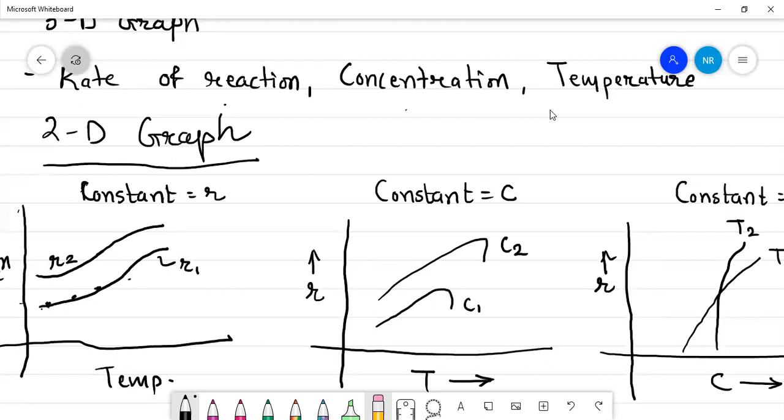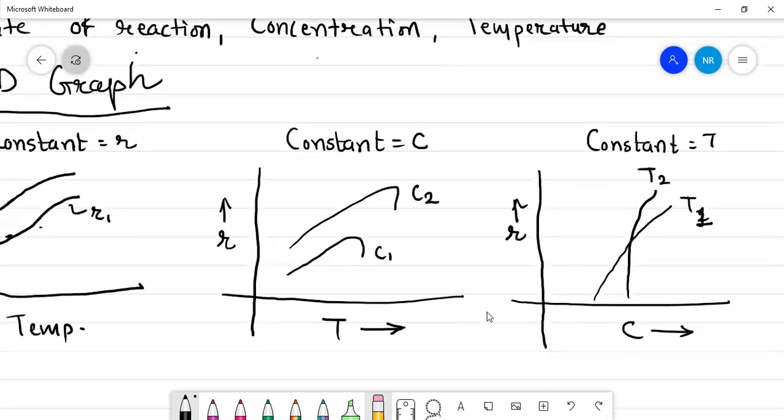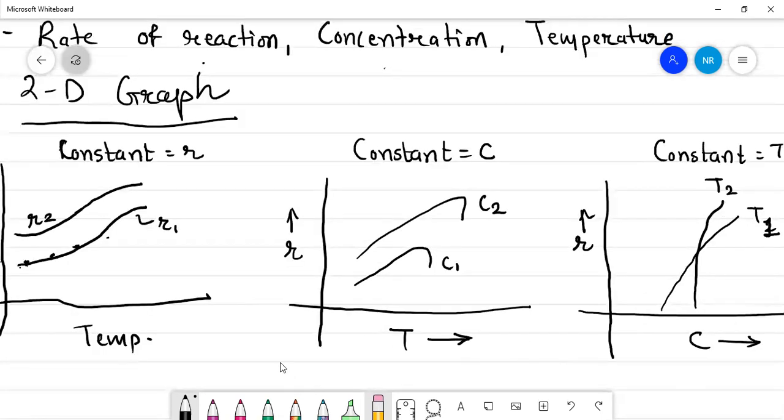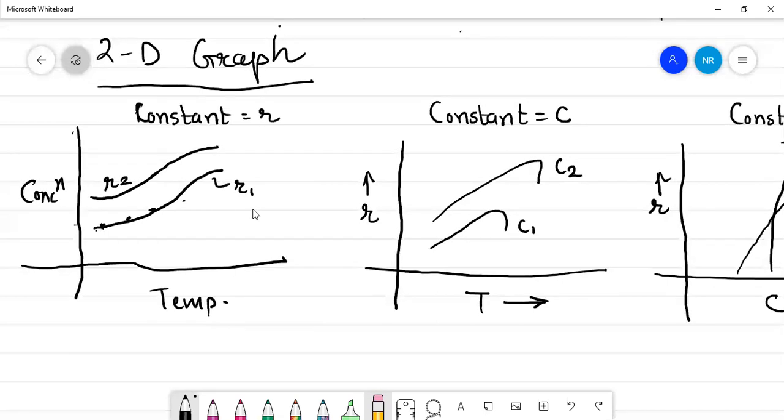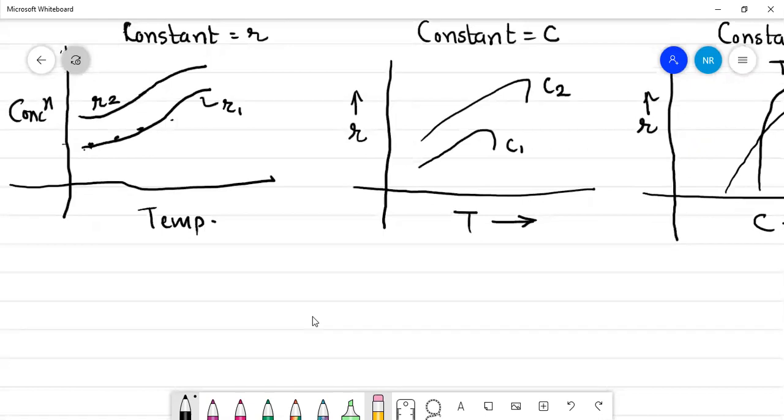In the second graph, concentration is fixed, so we change the temperature and see the effect on the rate of reaction. And in the third graph, we take temperature constant and see the effect of concentration on rate of reaction. Of these three, the first graph, constant rate of reaction versus concentration versus temperature, is very useful to find the conversion and the volume of the reactor.